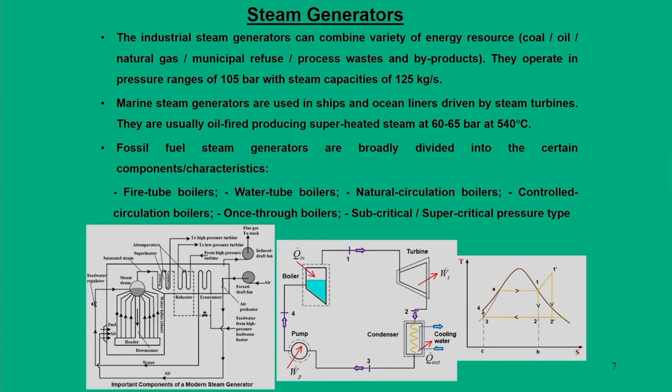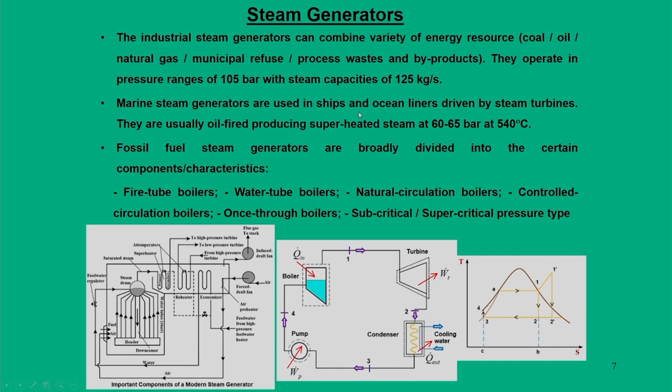Now, we will move on to the component-wise discussion, and regarding the industrial steam generator I have already mentioned, they operate with various energy resources: coal, oil, natural gas, municipal waste, process waste, byproducts. So, it is a combination of all of them. That is the reason they call it an industrial steam generator. They have the flexibility of operating with multiple energy resources, but since they have to operate with multiple energy resources, the pressure range is relatively low, typically around 100 to 105 bar with a steam capacity of 125 kg per second. The last category, which is a low unit, is the marine steam generators.